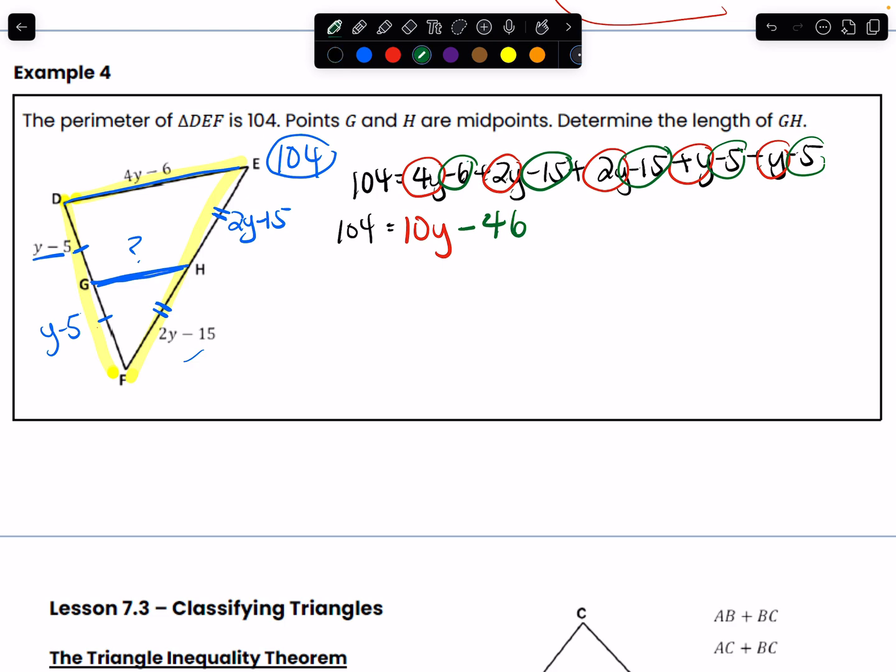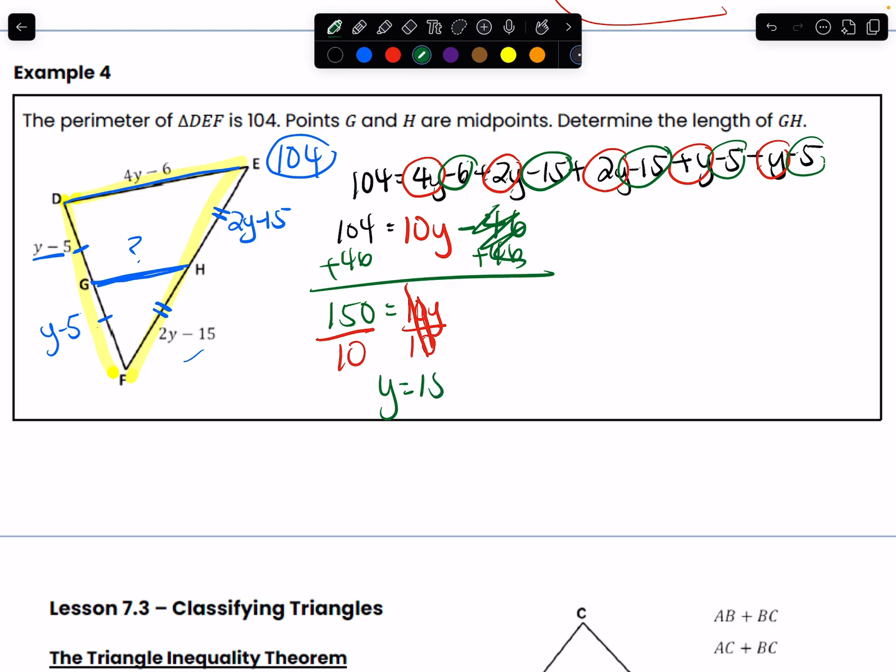I'm going to add 46 on both sides, so I can cancel the 46 on my right side. On the left side, it'll give me 150. On my right side, it'll give me 10y. Now, just a one-step equation, I'm going to divide by 10 on both sides, so this cancels. And right here, my y value will be equal to 15. However, this is not my answer.